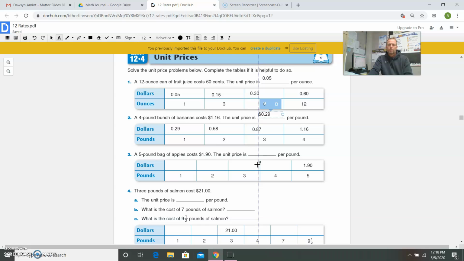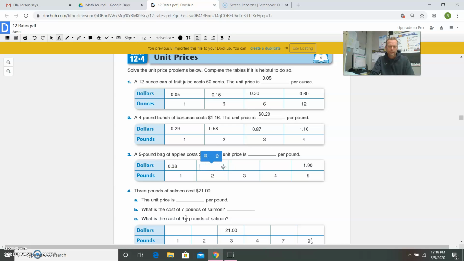A 5-pound bag of apples costs $1.90. The unit price is what? So again, we take $1.90 and divide that by 5. And when you do that, you're going to get 38 cents per pound. And then if you ever go, next time you're in the store and you're buying fruit, if you go in with mom or dad and you're going to buy something, take a look at that, because if you look at apples, a lot of times they'll give you several different bags of apples, but the unit price, it'll tell you how much it is, per pound, or maybe it's per apple, whatever it might be.